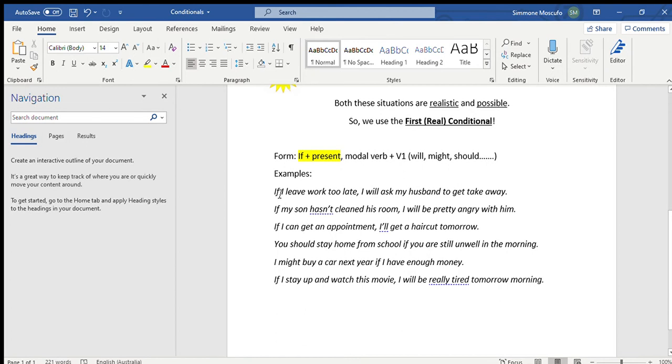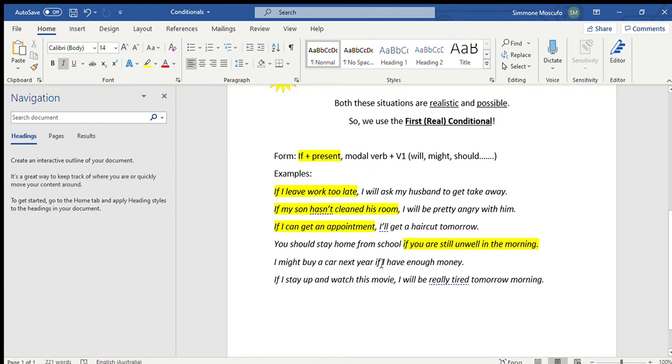So here I've got if I leave work too late. That's my present, okay? If my son hasn't cleaned his room, so that's present perfect, okay? But we're using the present. Leave here is simple present. If I can get an appointment, that's can, but that's talking about the present. Okay, so here, if you are still unwell in the morning, we're still using present. It's still the present, okay?